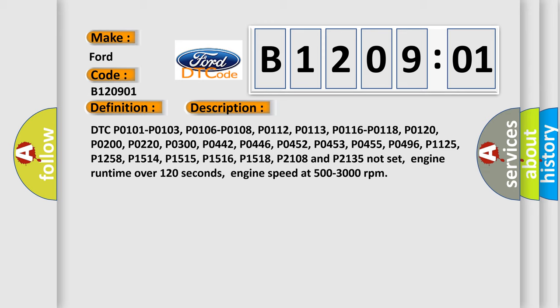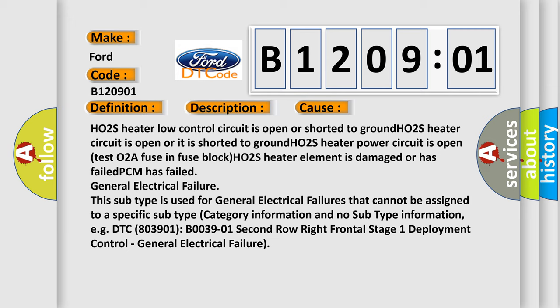DTC P0101, P0103, P0106, P0108, P0112, P0113, P0116, P0118, P0120, P0200, P0220, P0300, P0442, P0446, P0452, P0453, P0455, P0496, P1125, P1258, P1514, P1515, P1516, P1518, P2108 and P2135 not set, engine runtime over 120 seconds, engine speed at 500 to 3000 revolutions per minute. This diagnostic error occurs most often in these cases.